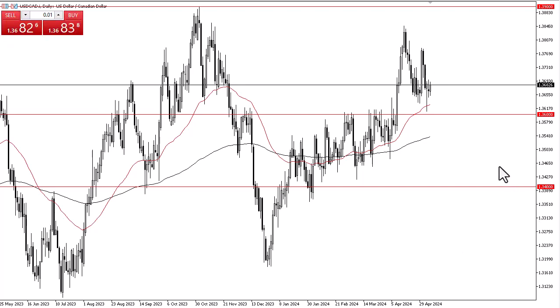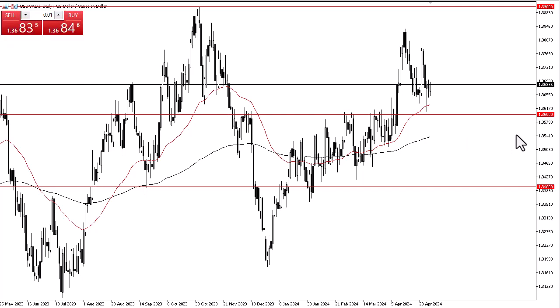Keep in mind that crude oil is traditionally thought of as having a massive influence on the Canadian dollar, and while that may be true against other currencies, it won't matter as much against the US dollar due to the fact that the US produces so much in the way of crude these days.